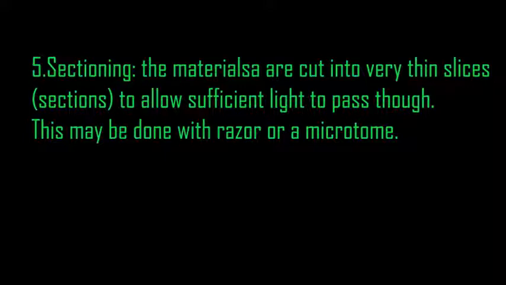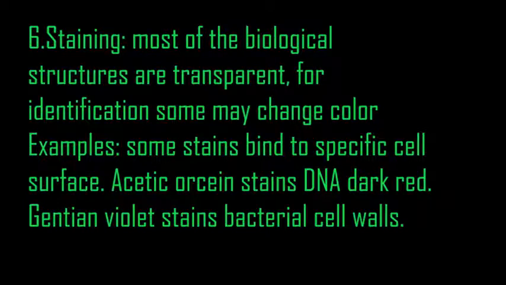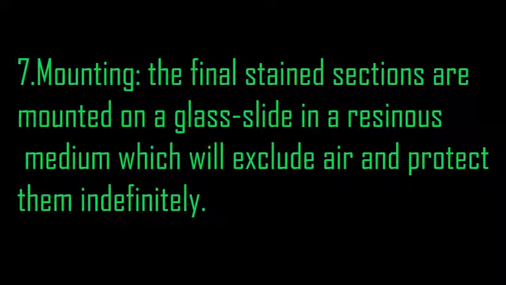Six, staining. Use a chemical to change the color of the specimen prepared. This allows the specimen to be seen clearly. For example, acetic orcein stains DNA dark red. Another example, gentian violet stains bacterial cell walls violet. Seven, mounting. Covering stained sections in a resin medium. This excludes air and protects the slide permanently.